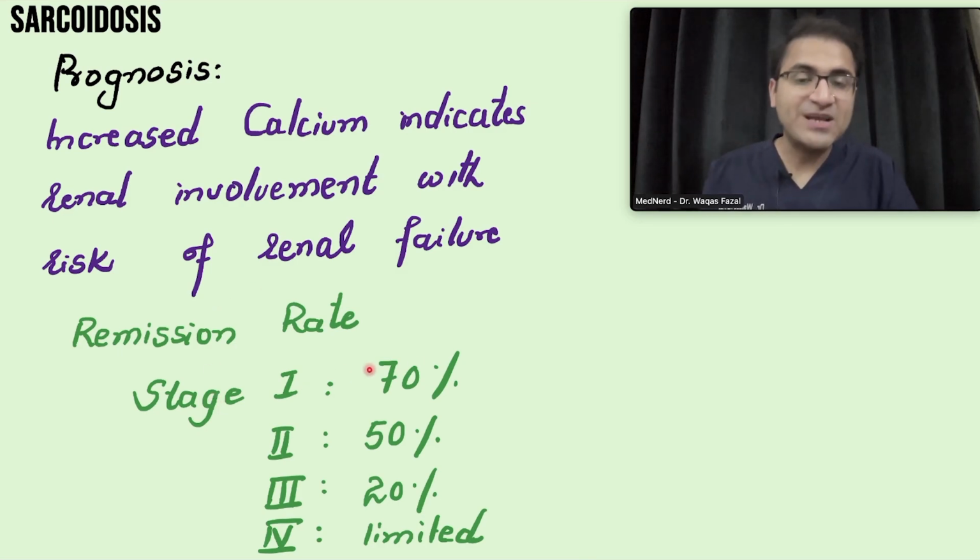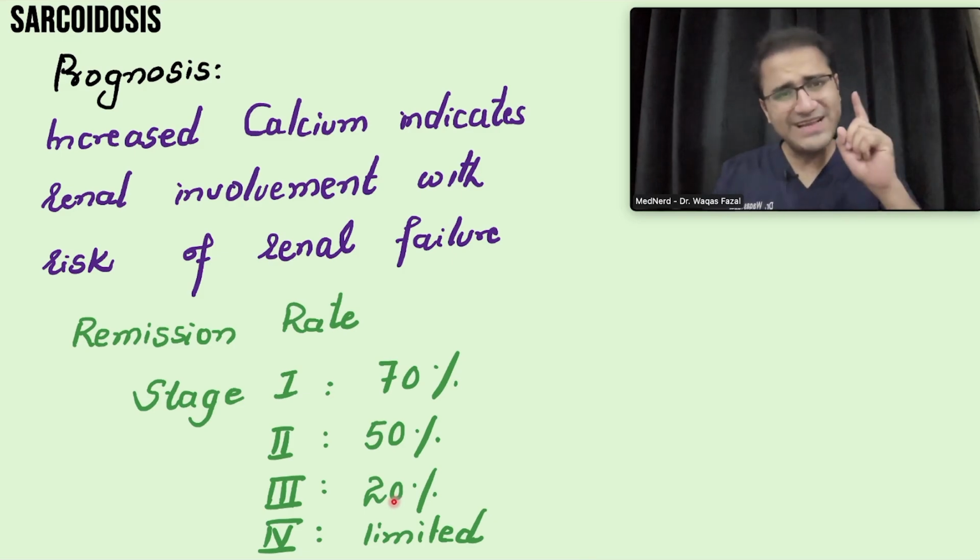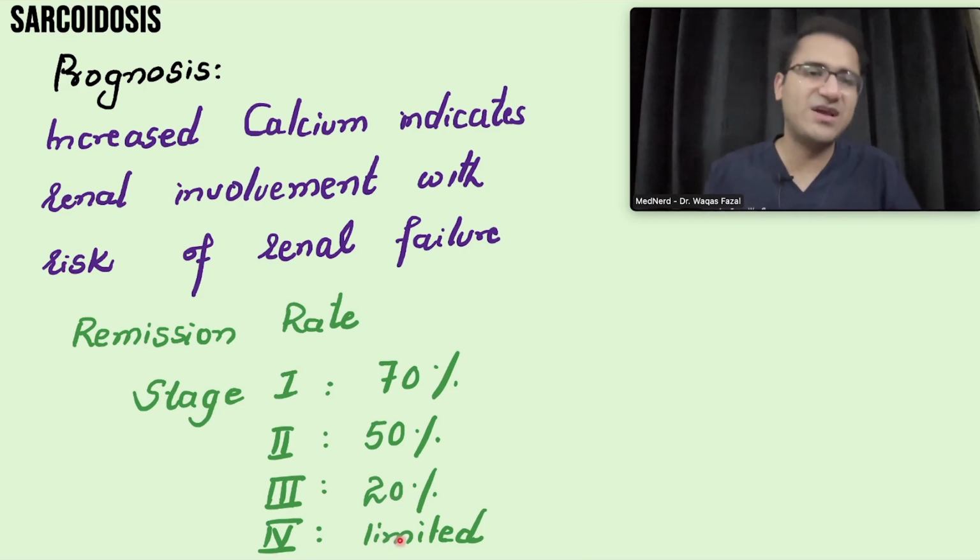In stage 1, there will be 70% chances of spontaneous remission. In stage 2, there will be 50% chances of remission. In stage 3, there will be 20% chances of remission. And in stage 4, there is limited life expectancy because the lungs are completely destroyed. This staging is based on the chest X-ray that we discussed.